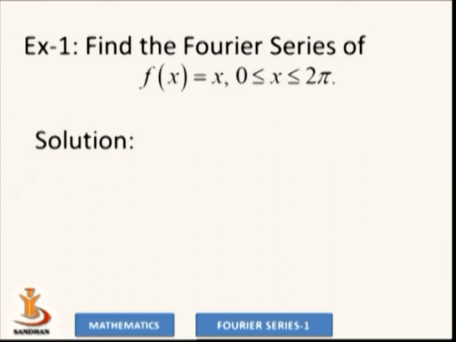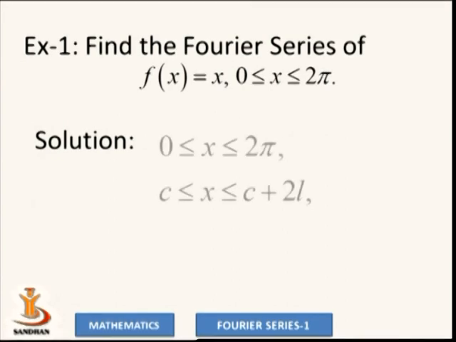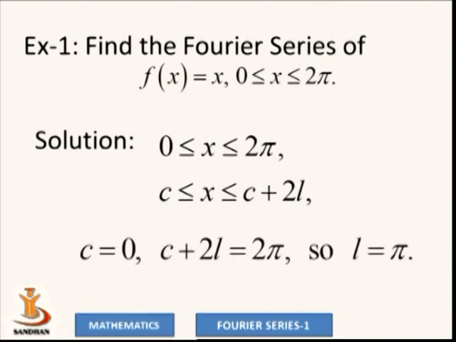Now let's take the first example of Fourier series. We are given a Fourier series f of x equal to x in the interval 0 less than or equal to x less than or equal to 2 pi. Our standard interval is c to c plus 2l. So first we have to compare the lower limit and upper limit for the given function and find the value of L. Here, comparing the lower limit, c equal to 0, and the upper limit, c plus 2l equal to 2 pi, put the value of c equal to 0 in the second term, so we get 2l equal to 2 pi, and hence our value of L is pi.